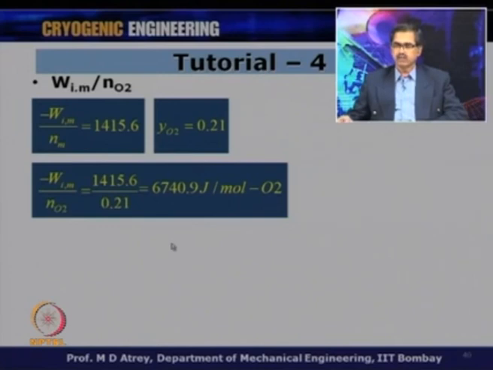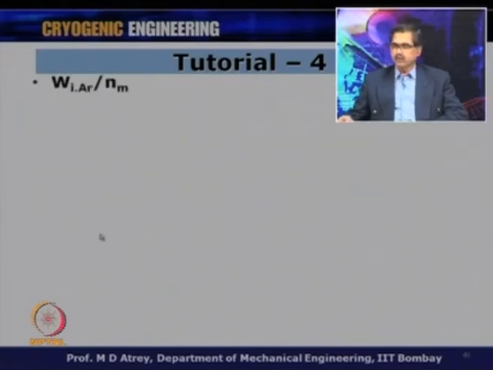And this is my work of separation per mole of oxygen. And now, I got a work of separation of argon per mole of mixture. This problem is different than what we have studied earlier. Earlier, we were separating only work of separation of mixture. Now, here I want to calculate only work of separation of argon from the given mixture. The formula is going to be different in this case, so be careful.